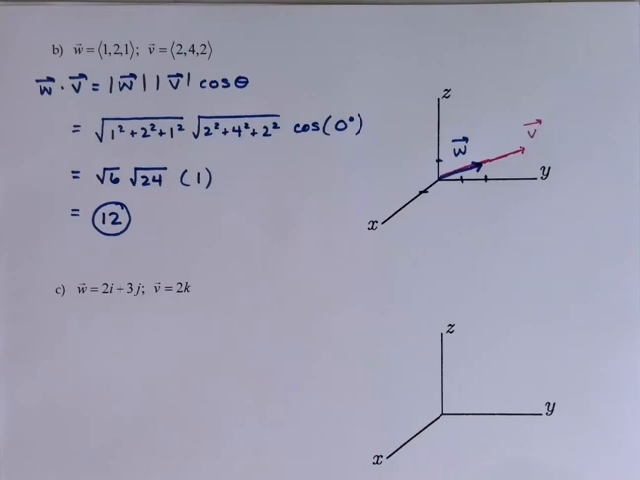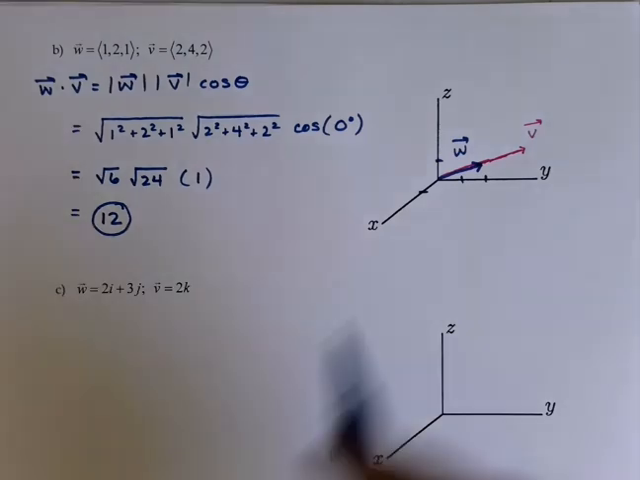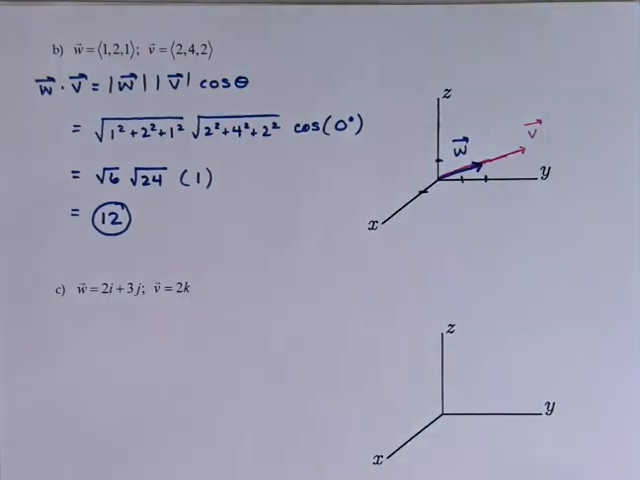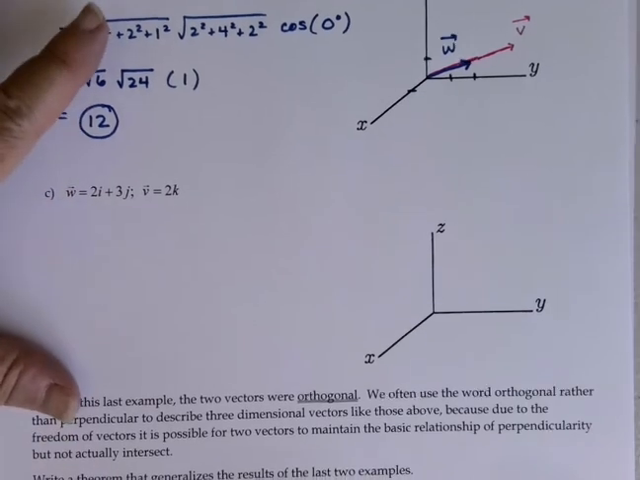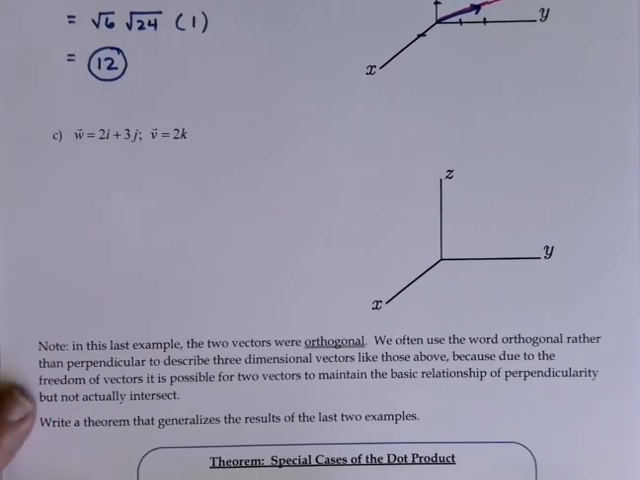So there's a three-dimensional dot product, only doable because it was so obvious what the angle between the vectors was. Here's one more three-dimensional example. Again, it's going to be obvious what the angle is, otherwise we would not be able to do this. So W is 2I plus 3J, and V is 2K.